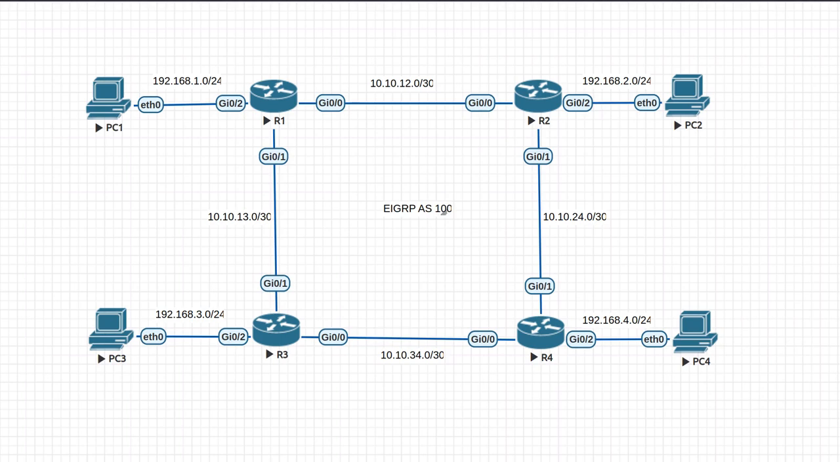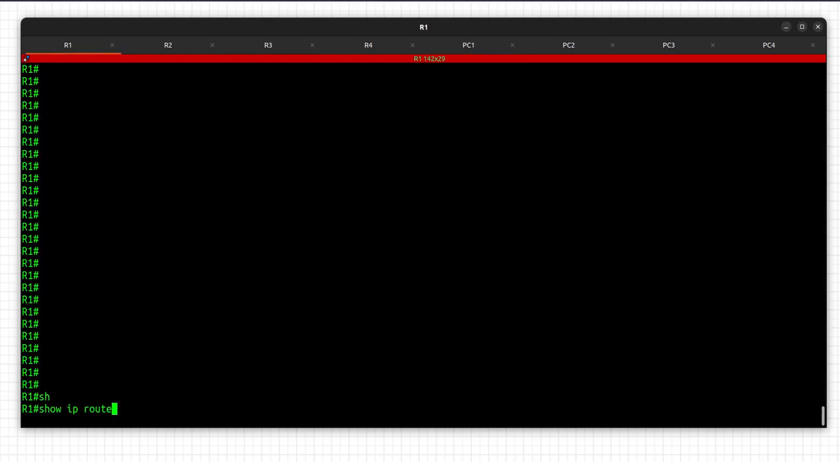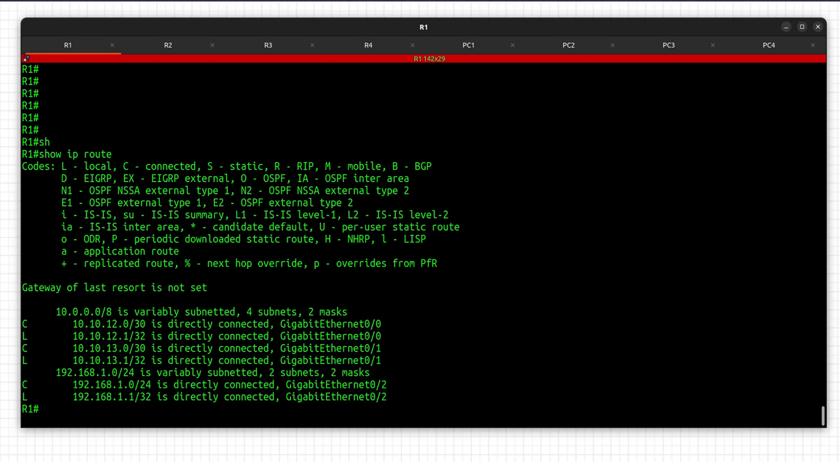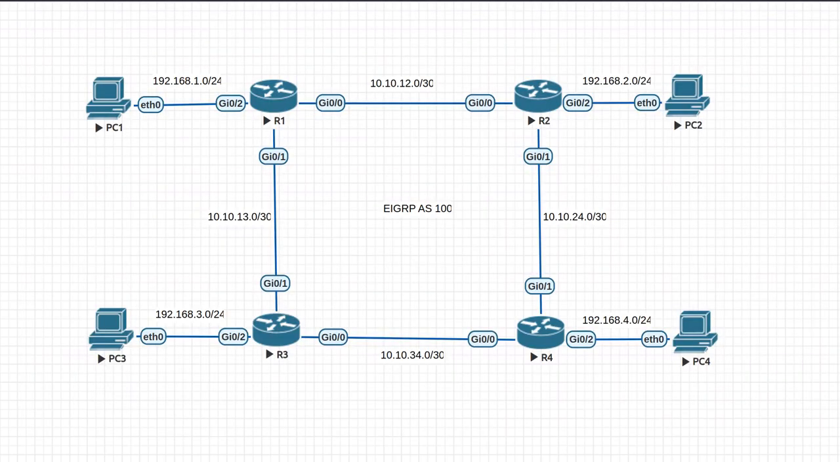So this is the topology. For the subnets, I use /30 for the point-to-point links and /24 for the local subnets. Now all the routing tables are empty. You can check that from here. For example, let's go to the router and run show ip route. So it's empty. It only knows about the directly connected subnets.